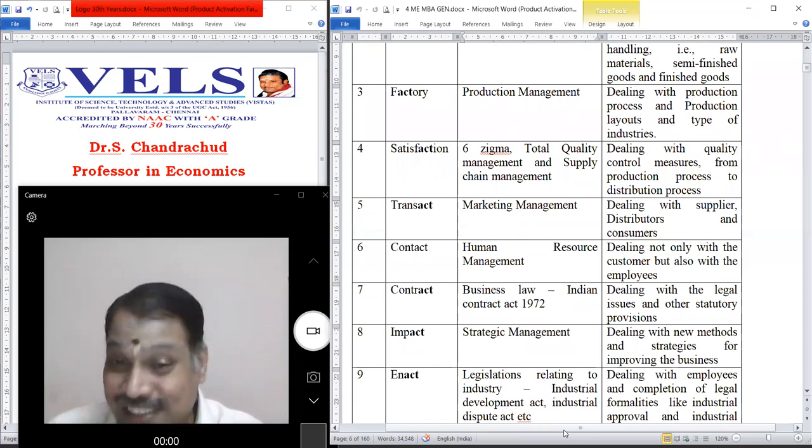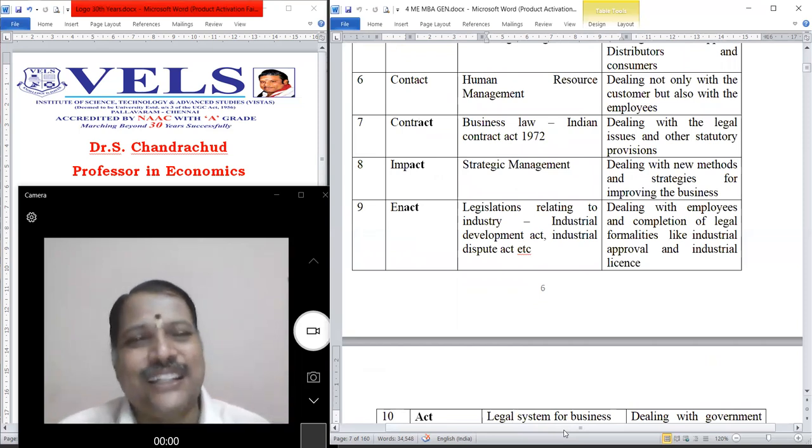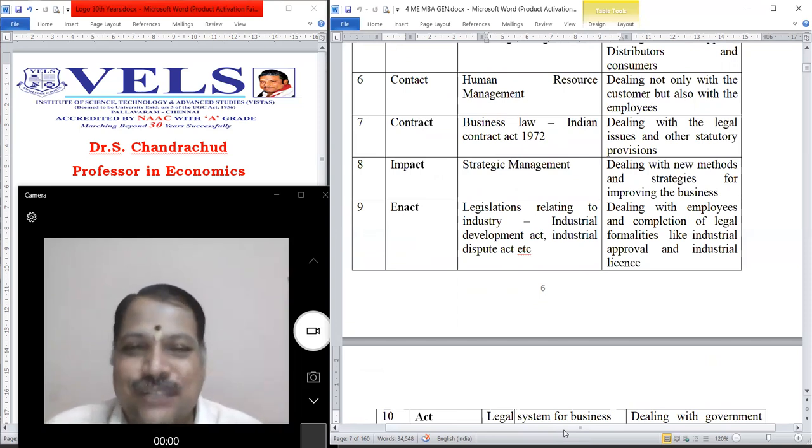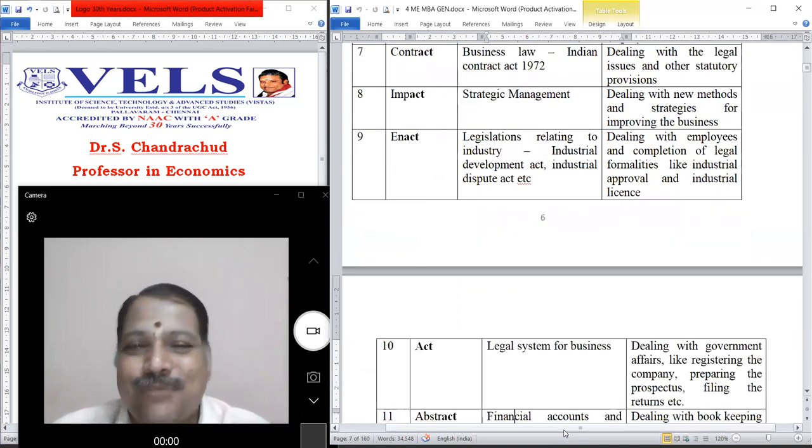The next keyword is contract. It is a business law, mainly the Indian Contract Act 1872, dealing with the legal issues and other statutory provisions. And the next subject is strategic management. We used to call it as impact. It is dealing with the new methods and strategies for improving the business.